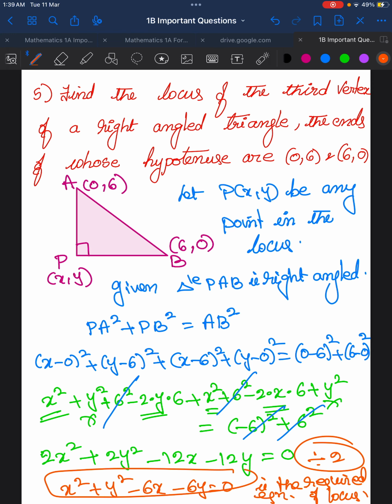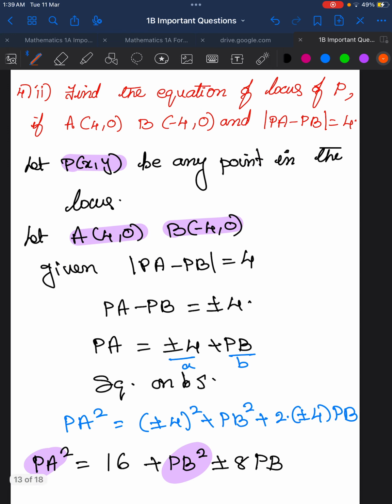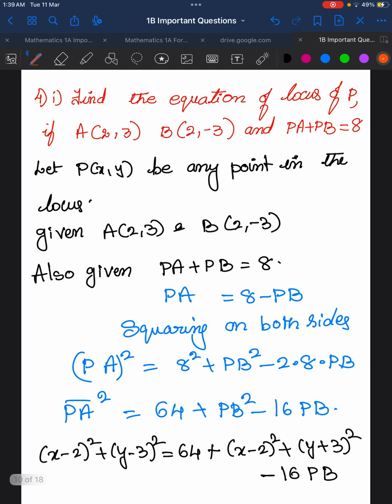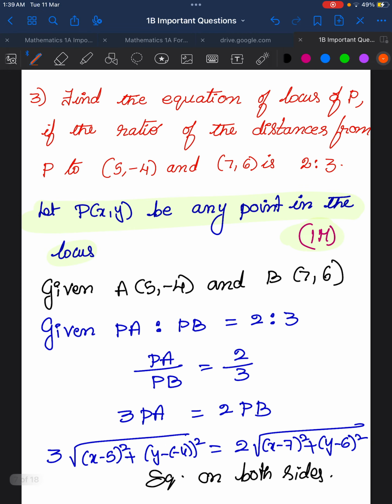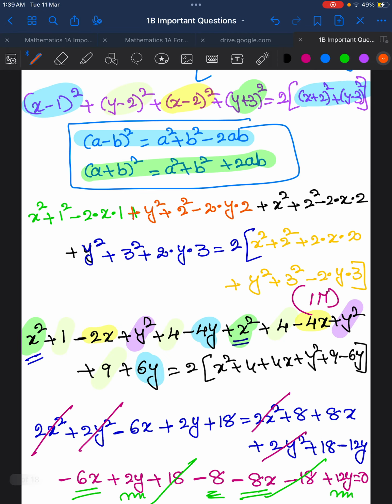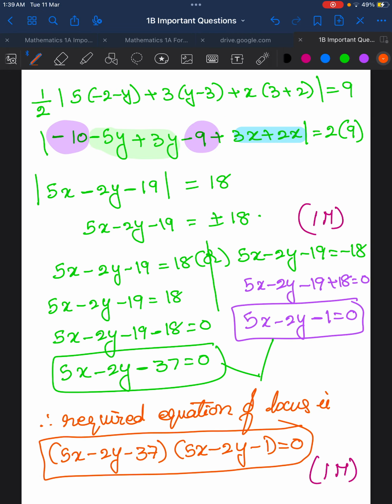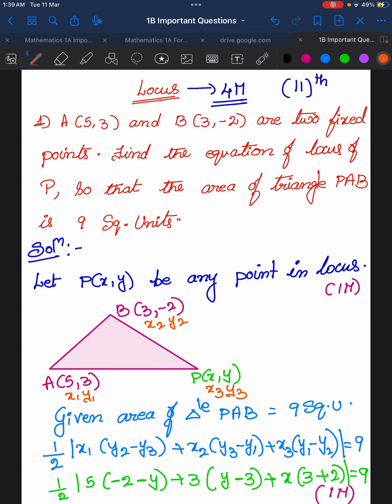It is very comfortable topic. Easily you will get 4 marks. So 11th question of your question paper will be from locus. Try to practice all these questions, and the questions from Telugu Academy also you need to solve, so that easily you can score good marks.